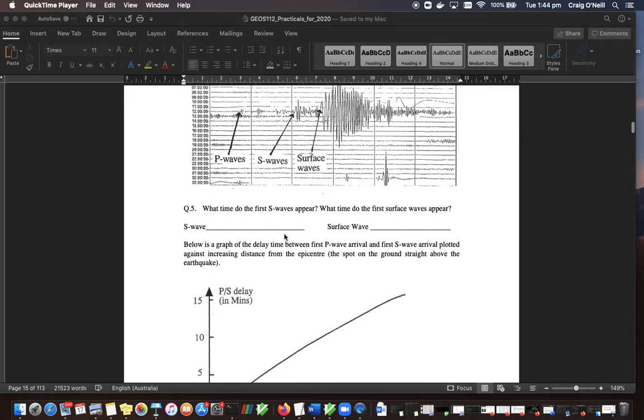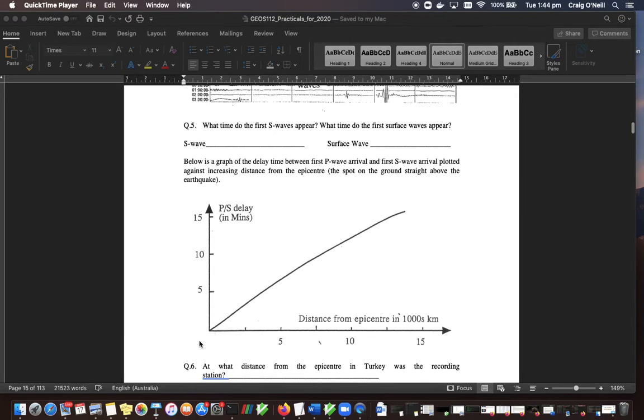So the analogy here is like lightning and thunder. First your lightning arrives, and then sometime later your thunder arrives, and it's the time difference between them that's important. But instead of lightning, we've now got P waves, and instead of thunder, we've now got S waves. So we use that 14-minute difference, and now we've got this graph lined up here.